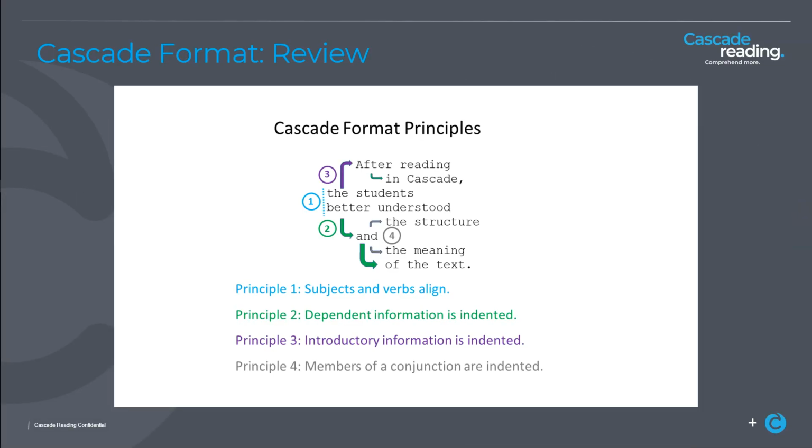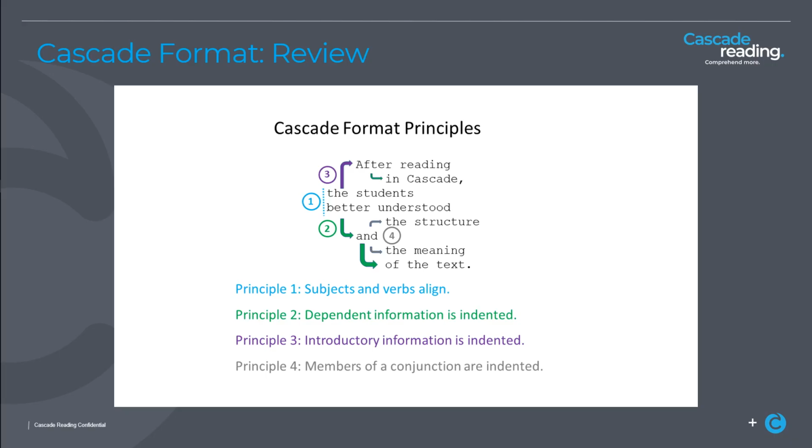So to review, the Cascade format is based on four main principles. After we isolate syntactic phrases, we then arrange them based on these four principles. Principle one is that subjects and verbs are always aligned. For example, in this sentence, "After reading in Cascade, the students better understood the structure and the meaning of text." The subject of the sentence is the students, and the verb that goes along with that subject is better understood. That's why we see these two lines at the same indent level. This is a cue for students and readers of all ages to figure out who did what.